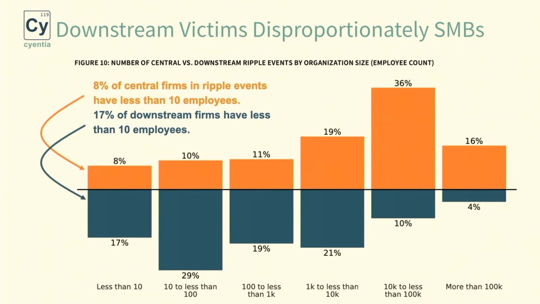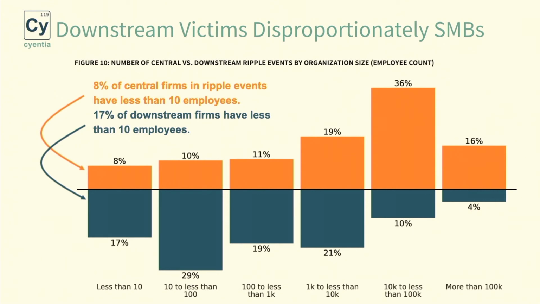So the takeaway here is that the organizations that tend to generate the ripples, the central node, tend to be larger. Right? They are the sourcing type enterprise organizations in a supply chain. On the bottom side, the blue bars give the same kind of view for the receiving end of these Ripple events. On the left, it says 17% of downstream firms have less than 10 employees, and so on. So that is skewed over on this side, meaning that in general, the organizations that receive or are impacted by Ripple events tend to be smaller organizations.